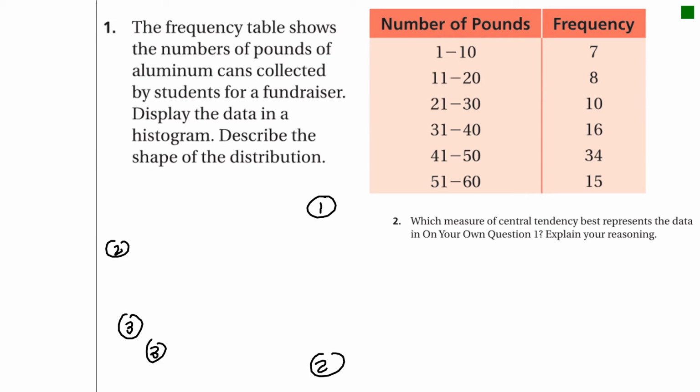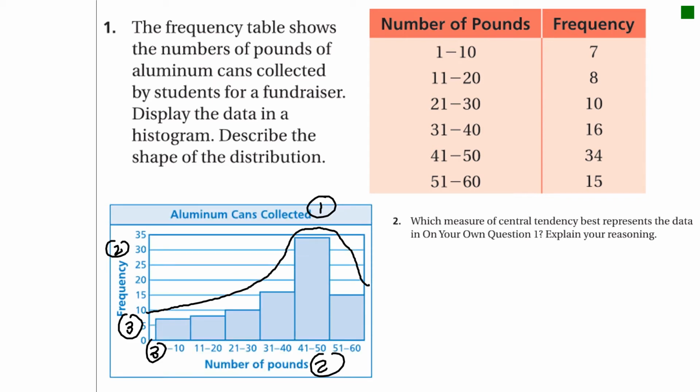Now we're ready to describe the shape. If I'm sketching my shape out, it's not this perfectly symmetrical shape. It looks like I have more data points on the right-hand side. So this is skewed left. That's how I tell my audience: the aluminum can collection was skewed left.